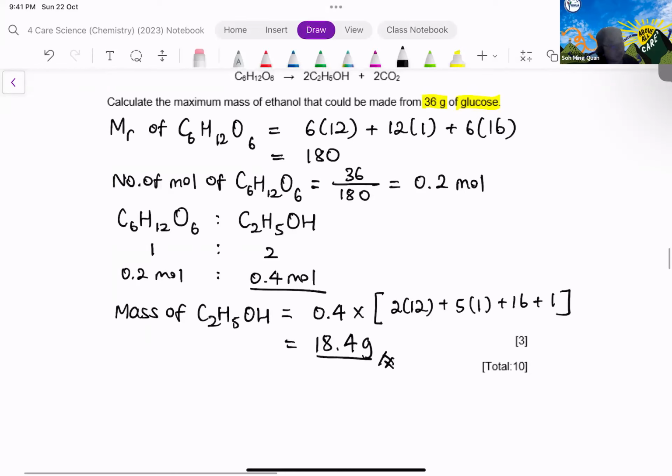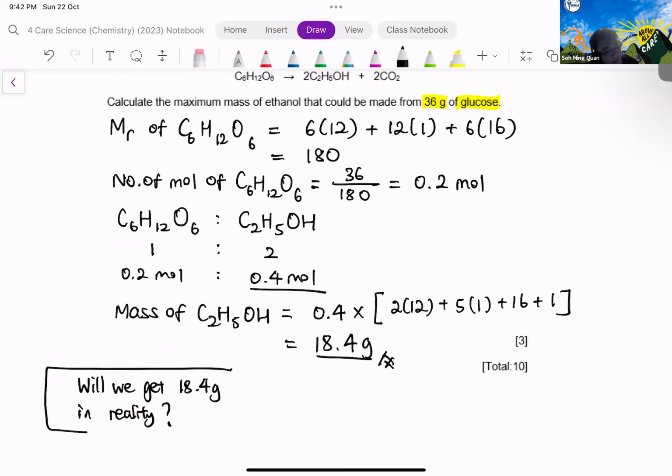So the question now is, will we get 18.4 grams in reality? Based on mole concept, you have calculated that ethanol's mass obtained should be 18.4 grams. However, in reality, will we get exactly 18.4? Or will we get more than 18.4 or less than 18.4? What do you think? Can we type in the chat? Will we get more than 18.4? Exactly 18.4 or less than 18.4?